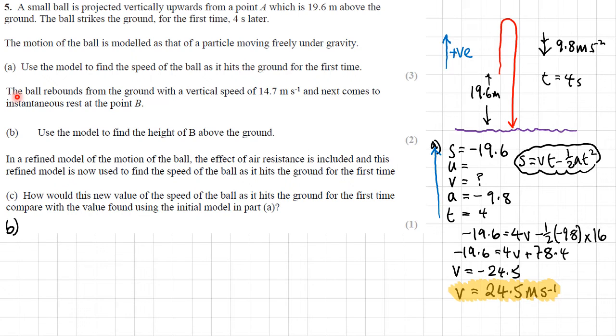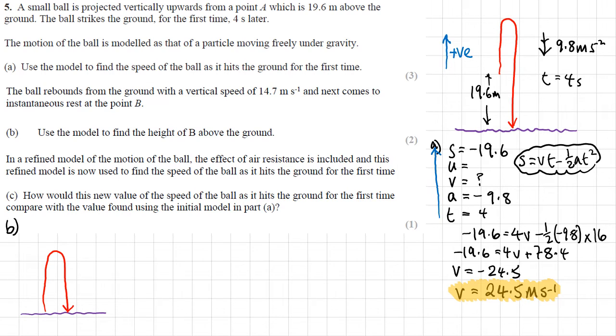Okay, part B. The ball rebounds from the ground with a vertical speed of 14.7 meters per second and next comes to instantaneous rest, that means it stops, at the point B. Use the model to find the height of B above the ground. Okay, so another little diagram here. So it's hit the ground, it's bouncing up, and then it's going to come down again like this.